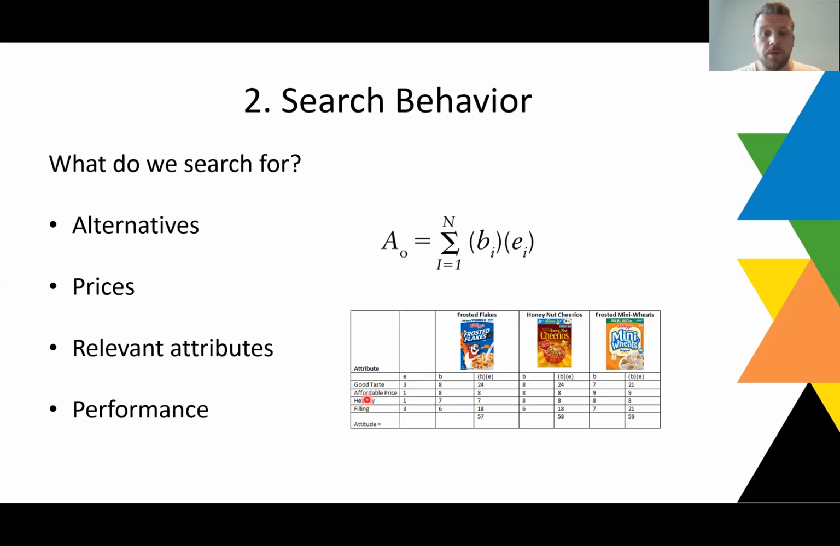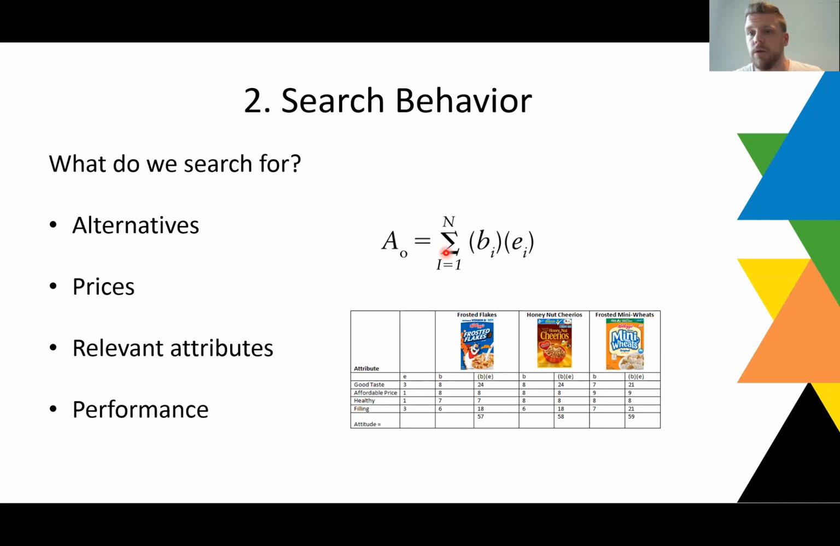And there's other attributes such as good taste, healthiness, and the filling. And then we look at how important these attributes are, right? The evaluation, and then we add our score on the belief of the performance of those attributes. And like that, if we have all this information available to us, we are able to develop an attitude towards it.